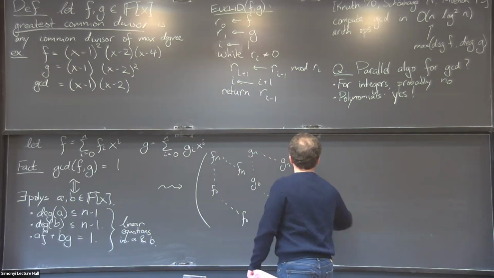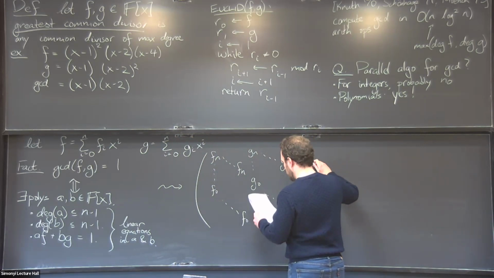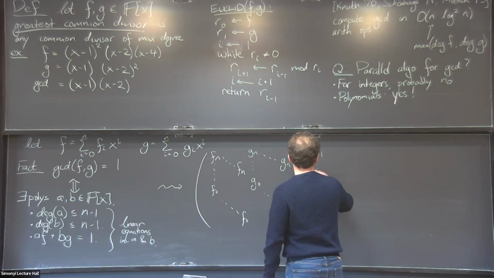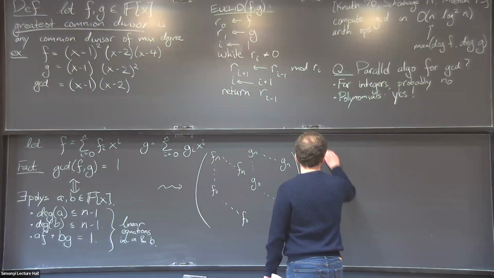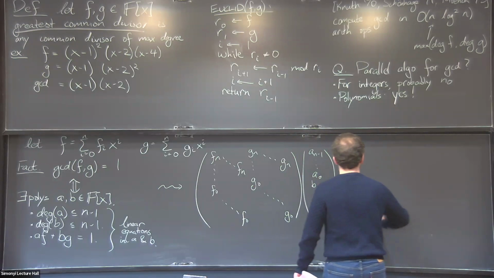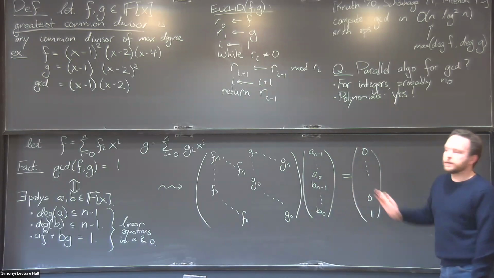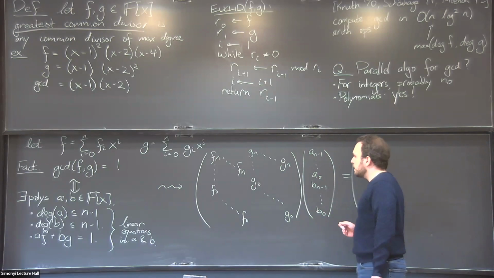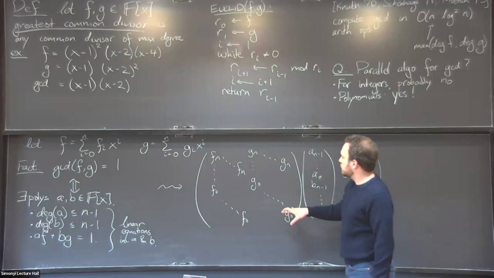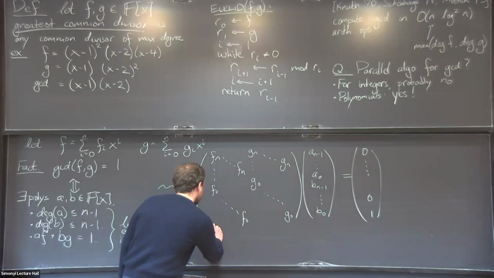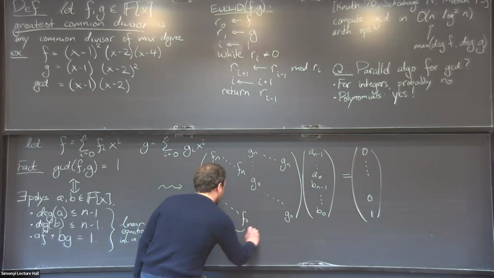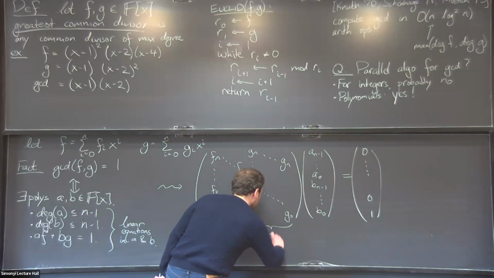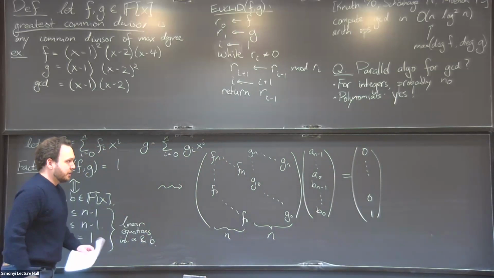Right. So you're really trying to see if this linear system of equations has a solution. Here the unknowns are the coefficients of A and B. You know the coefficients of F and the coefficients of G. And here both of these parallelograms are with n. So this is a 2n by 2n square matrix. And you want to solve this system.